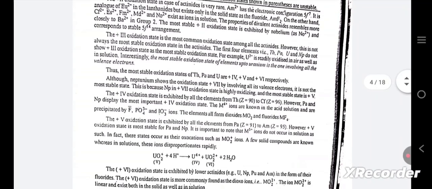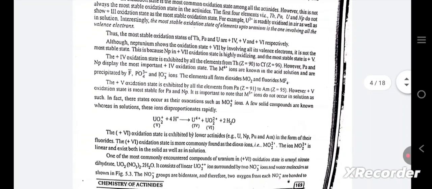Am2+ has the electronic configuration 5f7. It is an analog of Eu2+ in the lanthanides but exists only in the solid state as the fluoride, AmF2. Ba2+, on the other hand, exists as ions in solution. The properties of divalent actinides resemble more closely those of Ba2+ in group 2. The more stable +2 oxidation state is exhibited by nobelium and corresponds to the stable 5f14 arrangement.